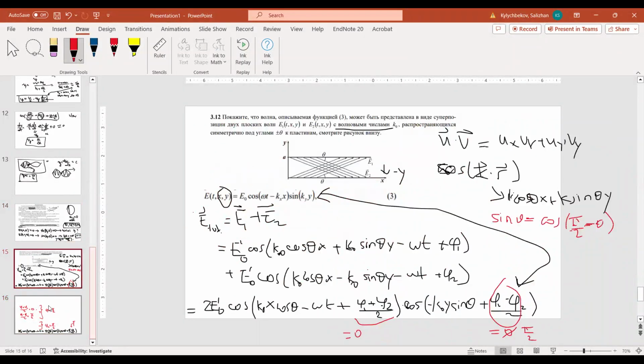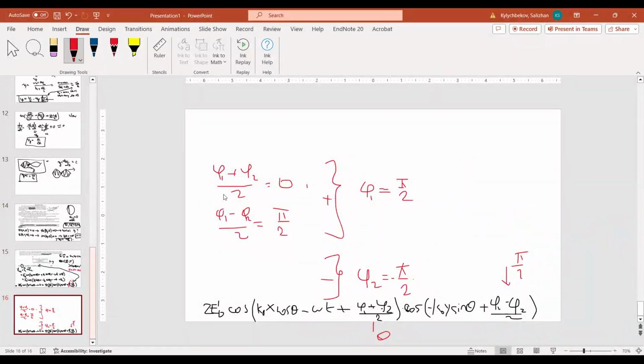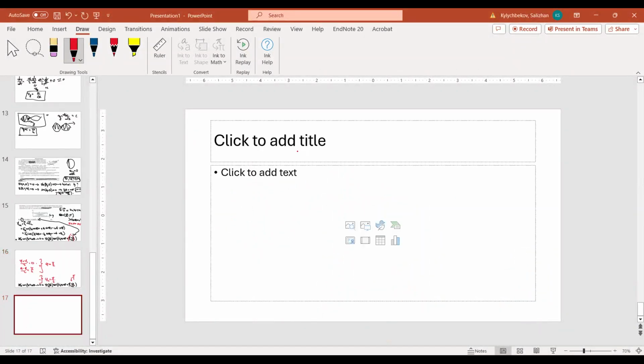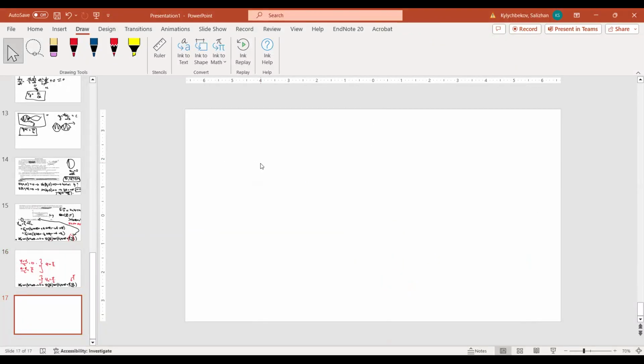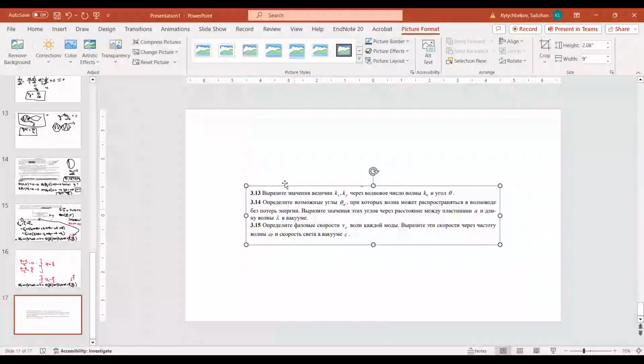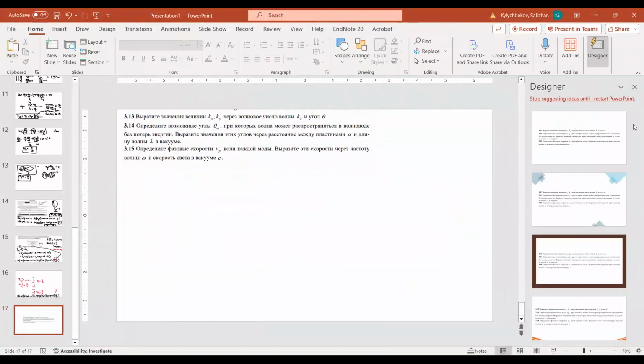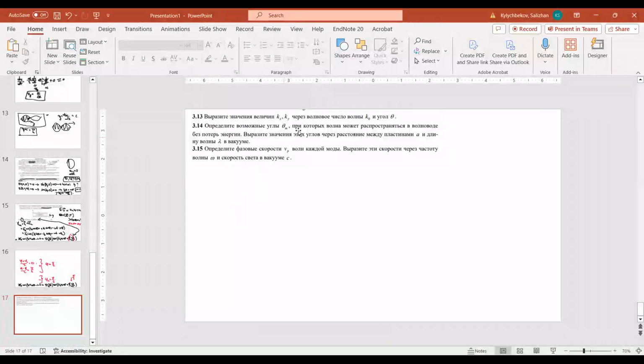That's how we solved. It makes sense, right? It's basically superposition of two waves again. Almost done. It's not that difficult if you see waves. Waves don't have easy questions.